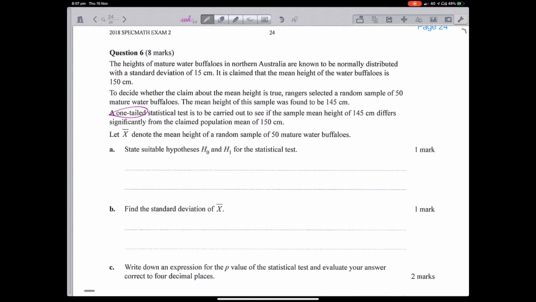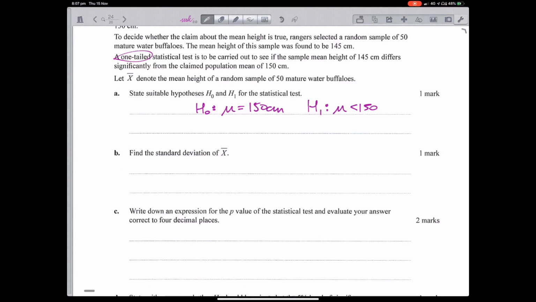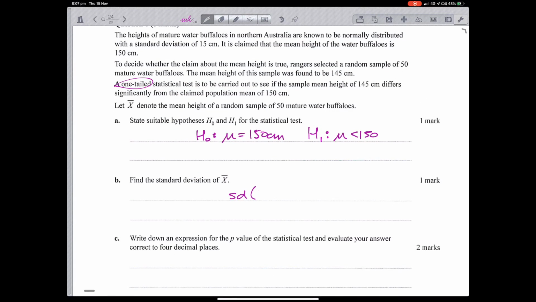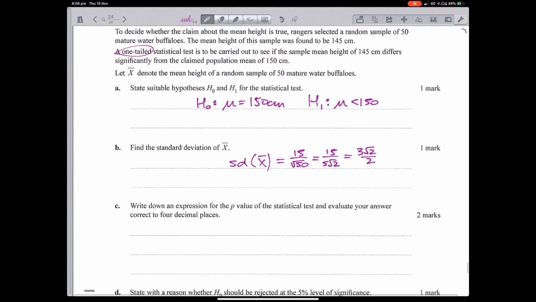Let X bar denote the mean height of a random sample of 50 mature water buffaloes. State suitable hypotheses. So H0 is that we think that their mean is 150. H1 is that we think that their mean is less than 150. Find the standard deviation of X bar. So the standard deviation of X bar is 15 on root 50, which is 15 on 5 root 2, which is 3 root 2 on 2.